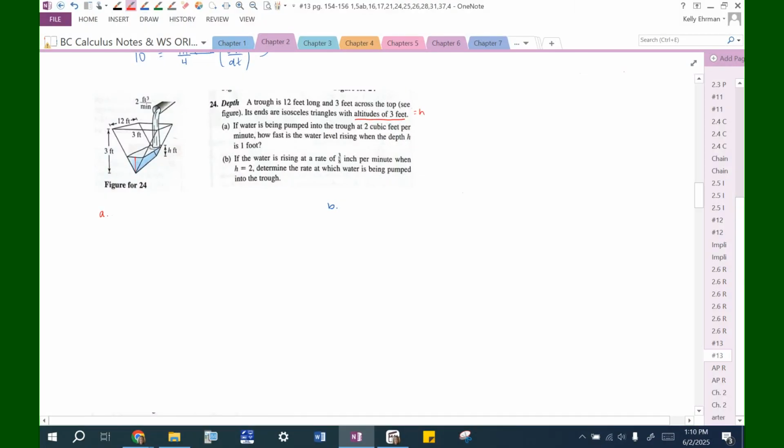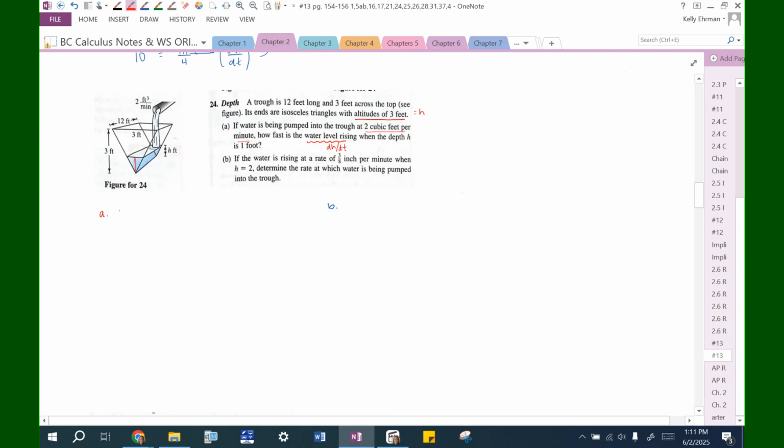So if water is being pumped into the trough at 2 cubic feet per minute, how fast is the water level rising? What is the water level when the depth of H is 1 foot? So water level in this case, we're looking at dH/dt, trying to find dH/dt, because the water level, how deep is the water? That's the same as dH/dt.